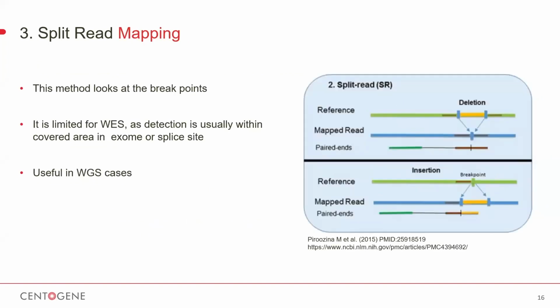The third method is split read mapping, and it depends on detection of the breakpoints. This may be, again, very useful with the whole genome because the breakpoints can be detected wherever they are located in the genome we are covering, the coding and the non-coding regions, but it will be limited for whole exome sequencing as we are restricted, according to the features of the product, to the exons and the splicing sites.